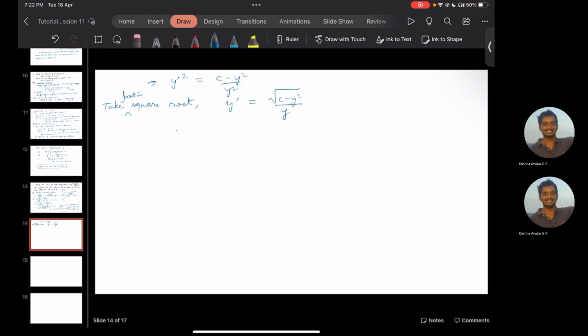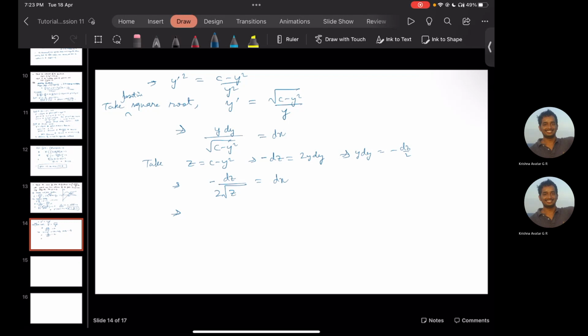Is it not? And then you have separation of variables, so it comes to be y dy by root over c minus y squared. And then make some substitutions. Take z is equal to c minus y squared. Then minus dz is equal to 2y dy. So this implies that y dy is equal to minus dz by 2. So this means that what we have is minus dz by 2 into 1 over root z is equal to dx, right?